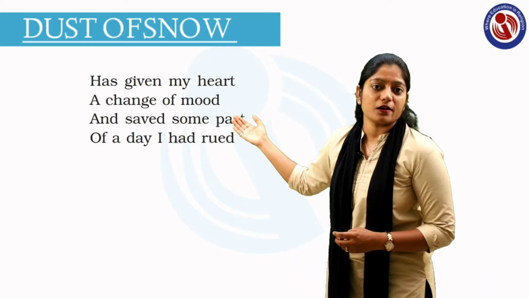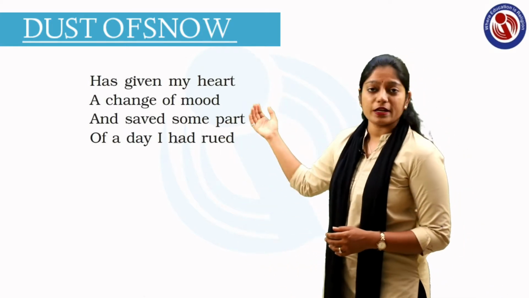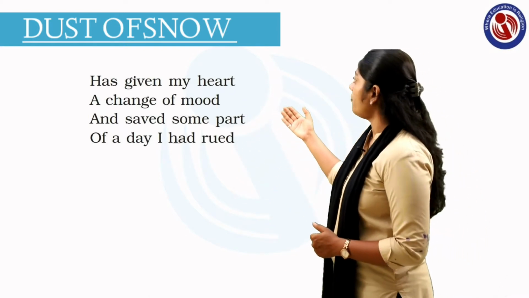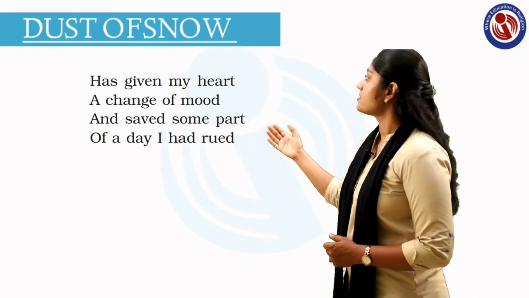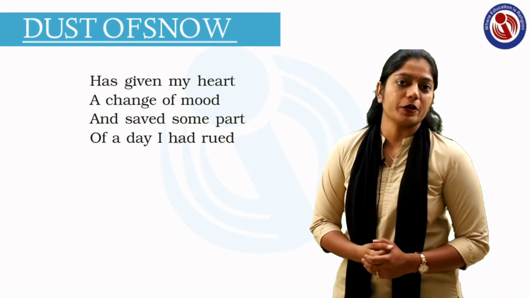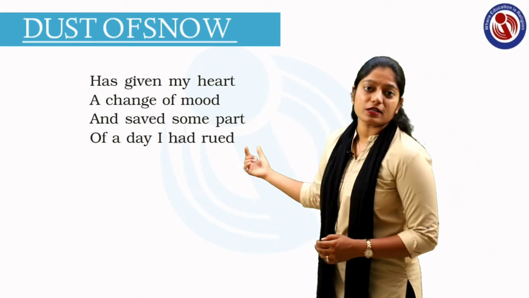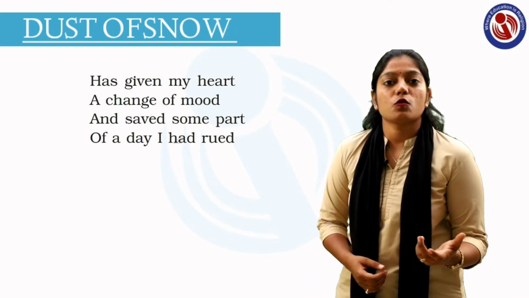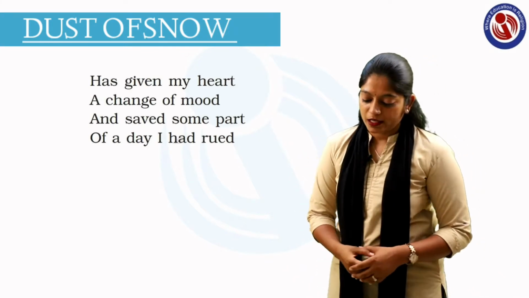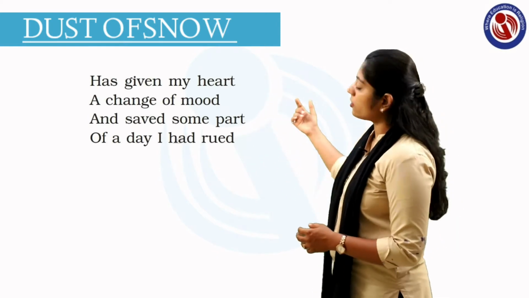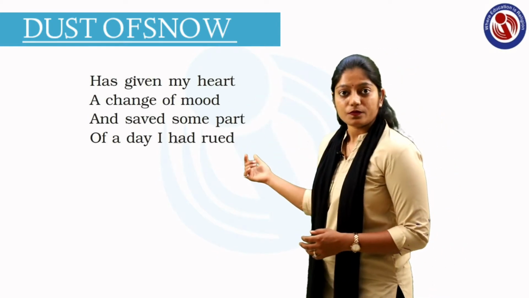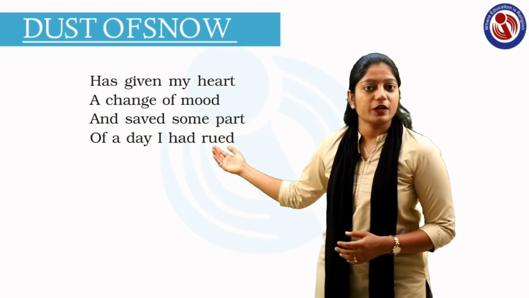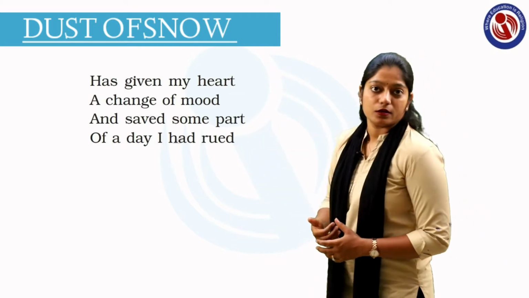In the second stanza again there are 4 lines. The first line you can see is: Has given my heart. The second line is: A change of mood, and saved some part of a day I had ruined. Now the last word of this stanza is ruined. Ruined means disgusted, which itself shows a negative thing again. Now again there are rhyming words. In the first and third lines you can see heart and part. In the second and fourth lines you can see the rhyming words mood and ruined, right?